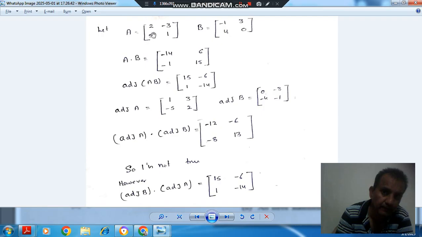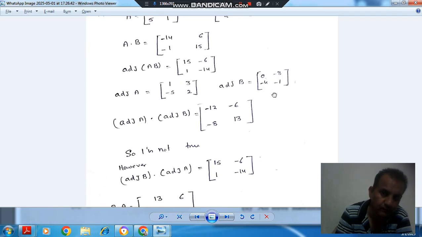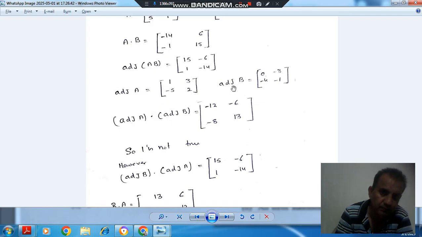And similarly the adjoint of A is: interchange 2 and -1, so the first row is -1, 3 and the second row is -5, 2, interchanging them and changing their sign. Similarly adjoint B is first row 0, -3 and second row -4, -1. And the multiplication of adjoint A and adjoint B gives -12 and so on. The first row will be -12, -6 and the second row is -8, 13; we can find the other elements the same way.